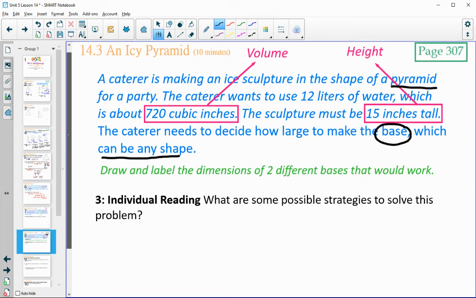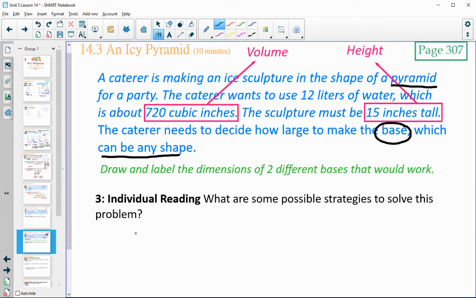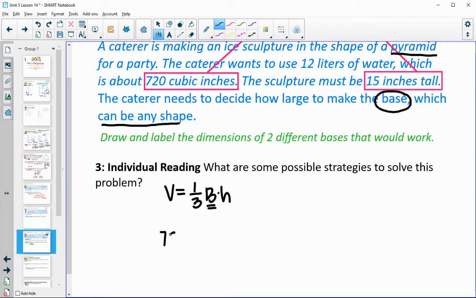So you may have just done some guessing and checking with this. Maybe you decided to try to work backwards again like we did last time, like in the last example. For this one, you know it's a pyramid, so we've got 1/3 area of the base times the height. And the base is what we're searching for. So we know the volume. Maybe you plugged in 720 as the volume, 1/3 area of the base, and we actually know that the height is 15.